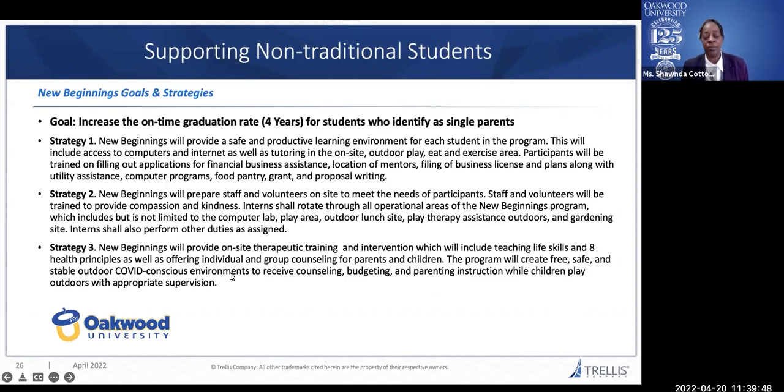So our strategy was simple. We wanted to provide safe and productive learning environments. And you can read on there what we basically did, and we wanted to prepare staff. We had staff, people from the program actually had to give back and work as staff once they graduated. But what we did was we gave them everything they needed.